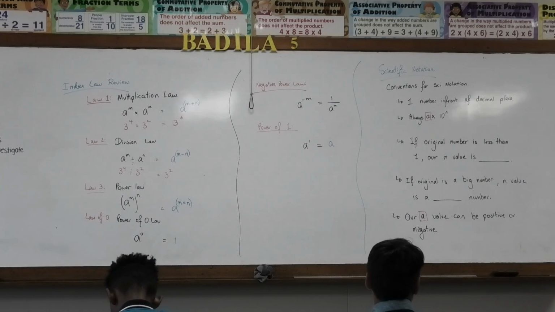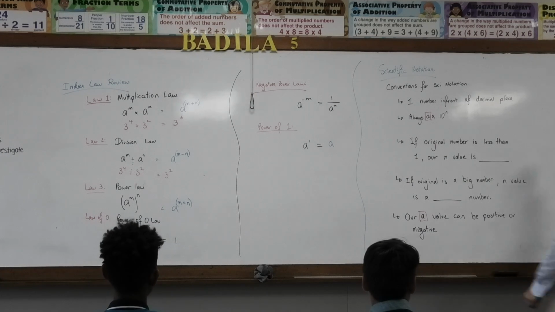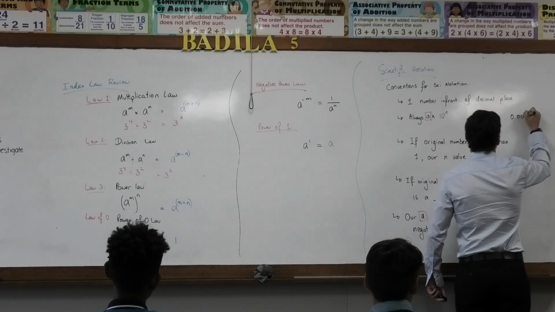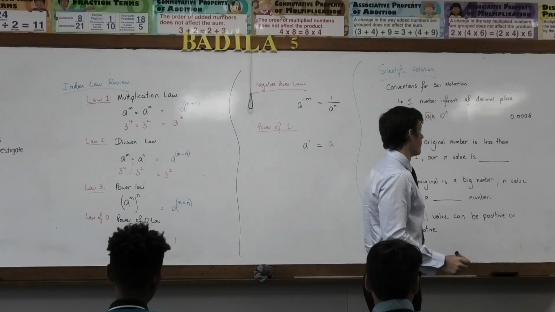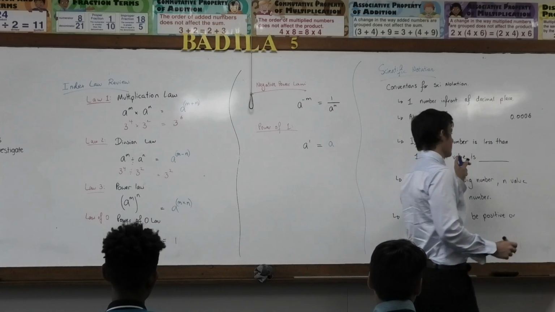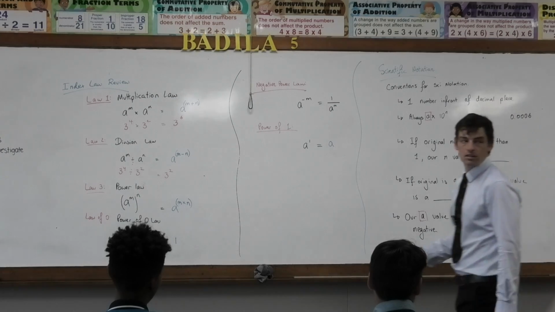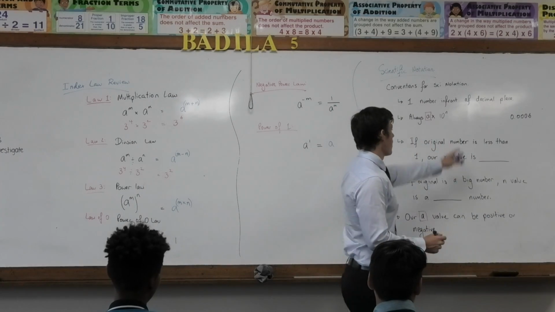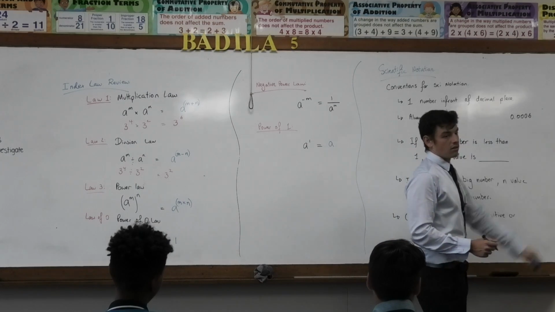If our value is less than 1, an example of a value that's less than 1 would be something like 0.00006. Is that less than 1? Yeah. I should have also written less than 1 and more than negative 1, but that doesn't matter. What must n be? What's our power when we've got a number that looks like that? 4.